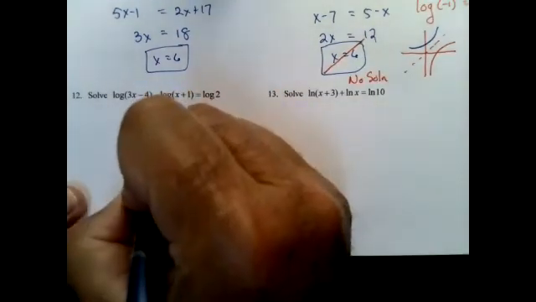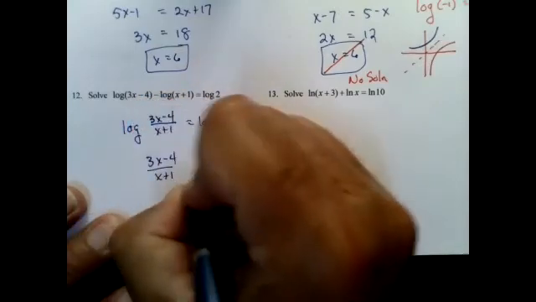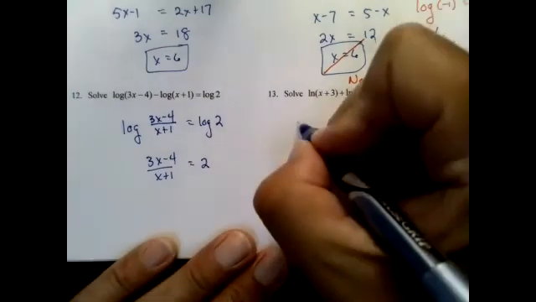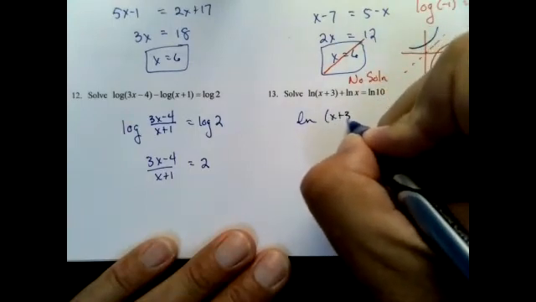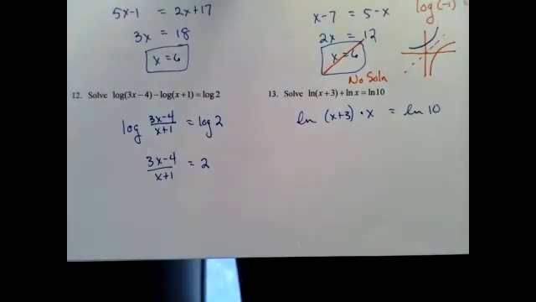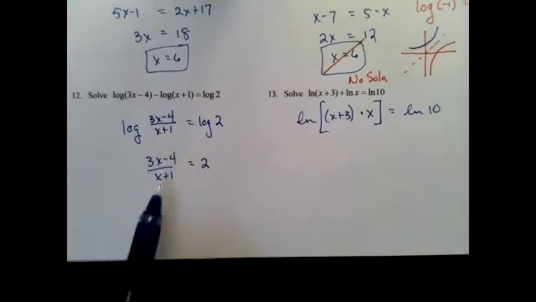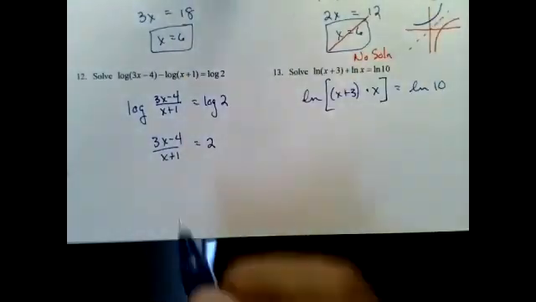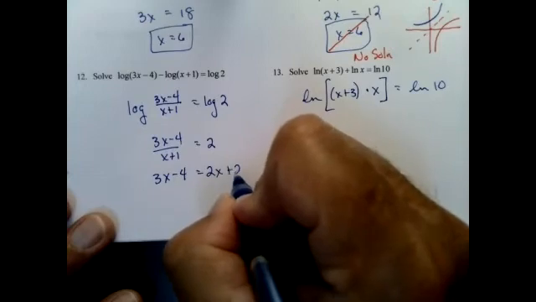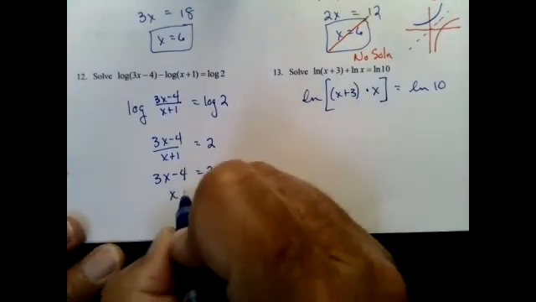Now I can drop the logs. 3x minus 4 over x plus 1 equals 2. Same over here. This becomes the natural log of x plus 3 times x. That goes back to that simple rule. Nice. I'm now at an algebra problem over here. Okay, and if I run through it, I have 3x minus 4 equals 2x plus 2. Subtract that, I get x. Add that, I get 4.